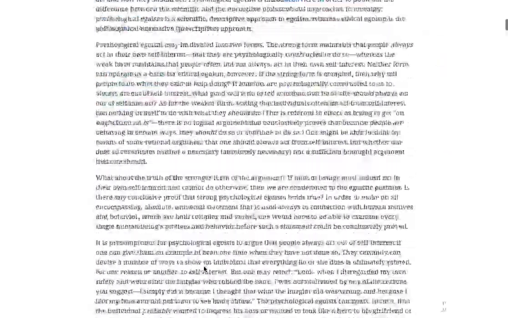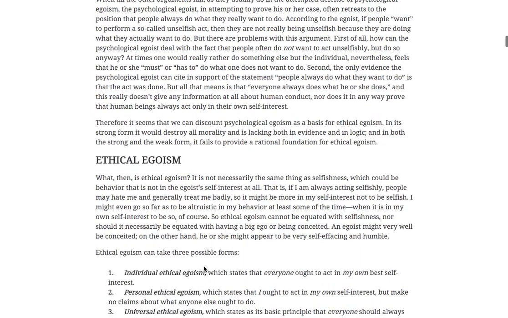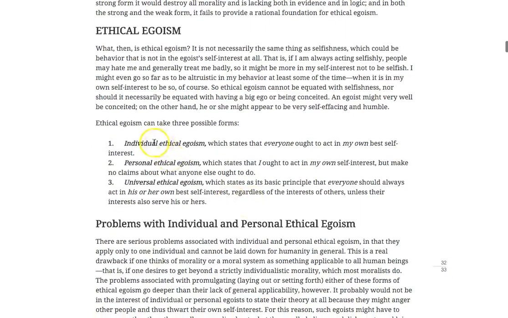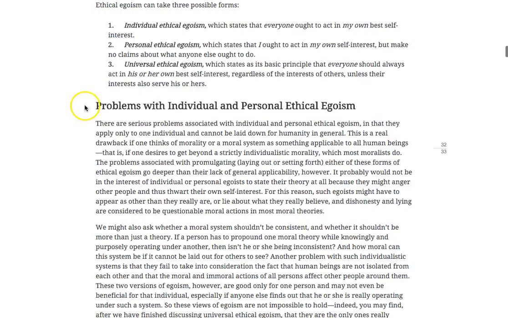Now, at the end of each section, they give you an idea what it's about. They give you an idea of how it's broken down. For example, for ethical egoism, we can look at individual egoism, personal egoism, and universal egoism. And it tells you the problems with these as well as the strengths.